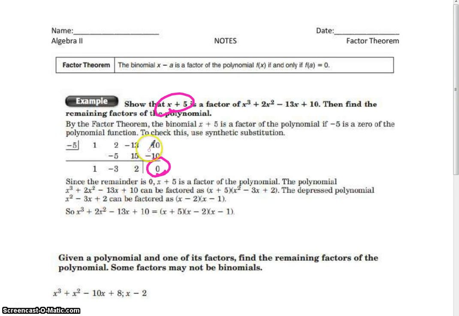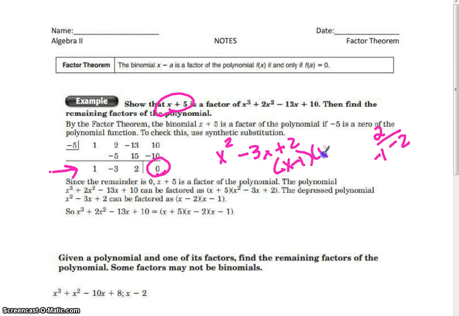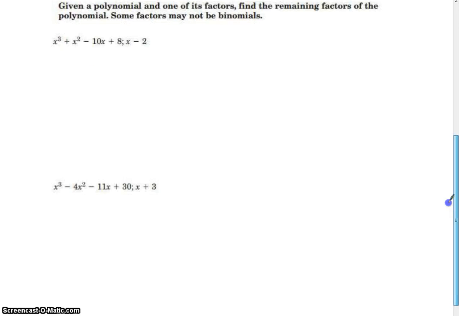If it is 0, and that is a factor, then you're going to take what was left here and rewrite it as a quadratic. So like on this one, it would become x squared minus 3x plus 2. And then you would factor that the way we learned how to factor earlier in the year. Find the factors of 2: 1 and 2, signs are the same, they're all negative. So it would be x minus 1 and x minus 2. Then the one they gave you and the 2 that you just found would be the factors of the entire thing. All right, so let's look at one and see if it makes more sense.